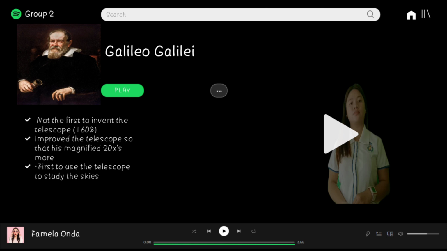Galileo's telescope. Not the first who invented the telescope, which was in 1608. He improved the telescope so that it magnified 20 times more. He was the first to use the telescope to study the skies.